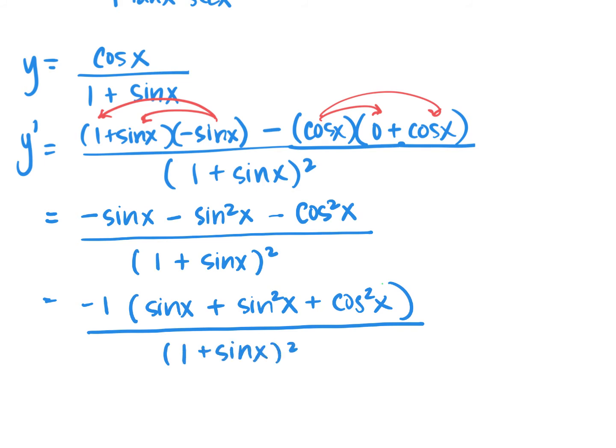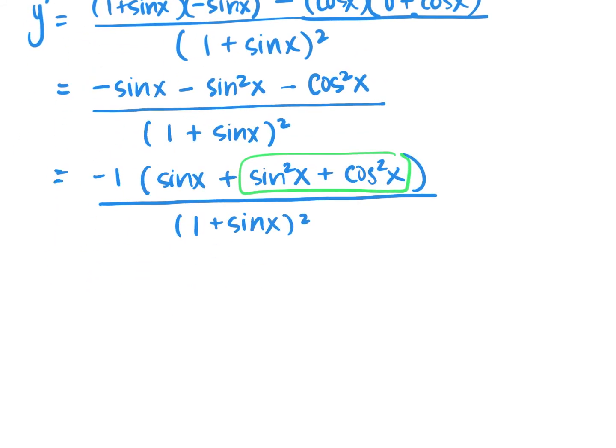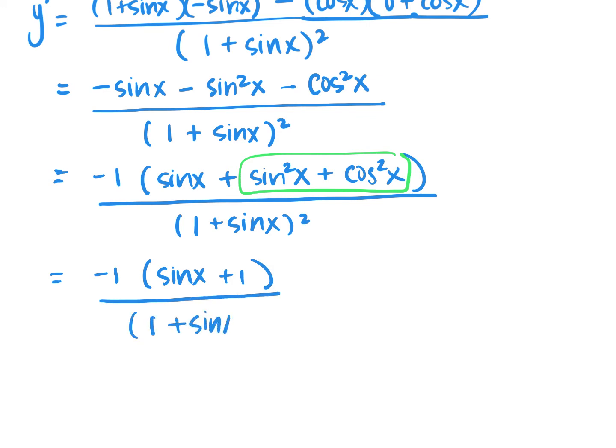So this is positive sine squared plus cosine squared, which equals 1. So I'll have negative 1 on the outside, sine of x plus 1 in the parentheses, and then 1 plus the sine of x quantity squared. That's reducible because sine plus 1 and 1 plus sine are the same thing; the order doesn't matter. So I can reduce one of those with the power, which leaves me with negative 1 as my numerator and 1 plus the sine of x as my denominator. So that was number 10.